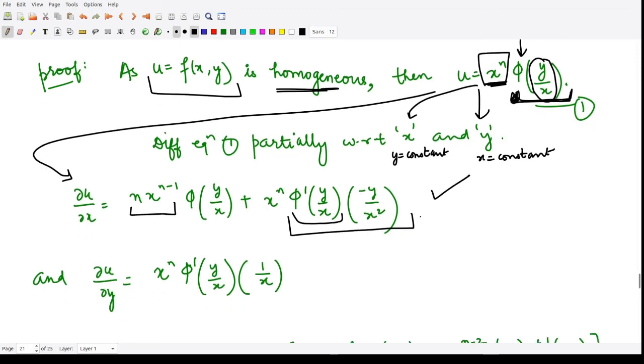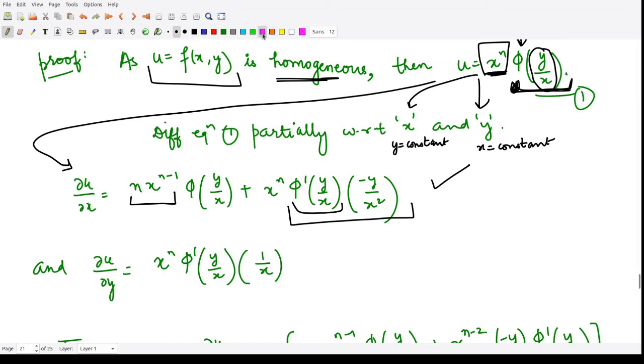Similarly, when you differentiate this u with respect to y, you have this term. Because this term contains x, it would come as such, being constant. So we'll only have to perform the derivative of this phi of y by x. So it would be phi dash y by x, and the derivative of y by x is equal to 1 by x. So now we have del u by del x, and we have del u by del y.